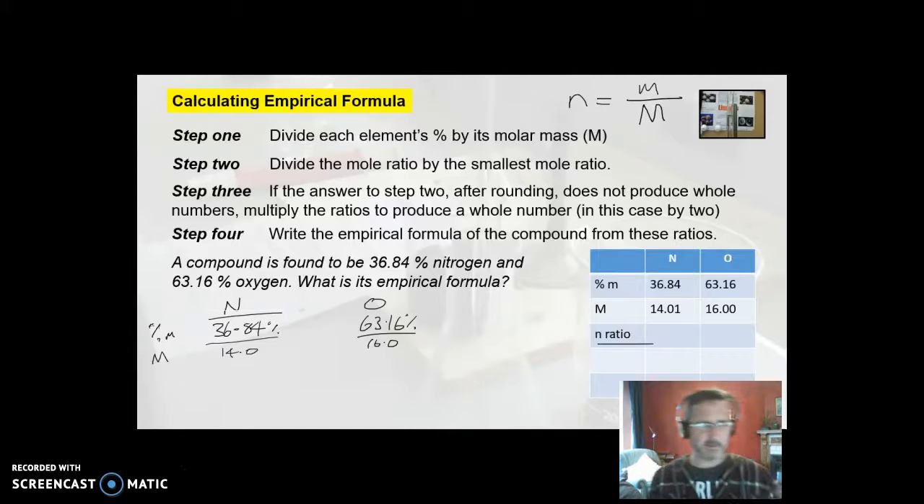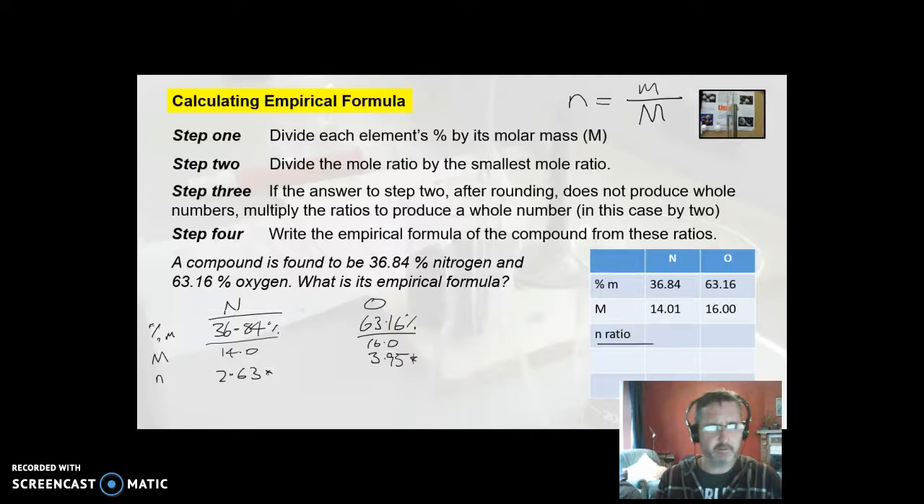Okay, so I carried out that calculation, and remember what I'm getting here is a mole ratio, or the moles. I'm going to get the answer here of 2.63, and this one is going to give me the answer of 3.95. These two numbers are starting to give me an indication that there's more of the oxygen and less of the nitrogen. But I want to know specifically how much more, to get a specific ratio.